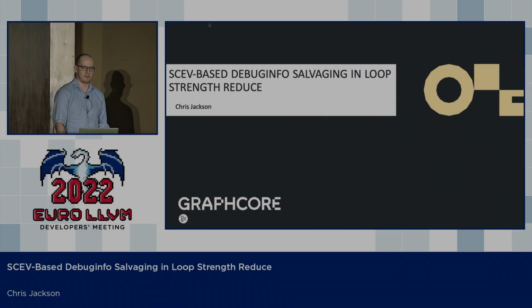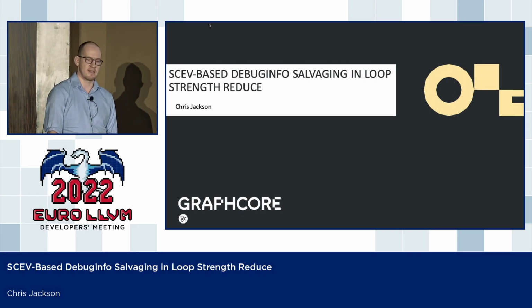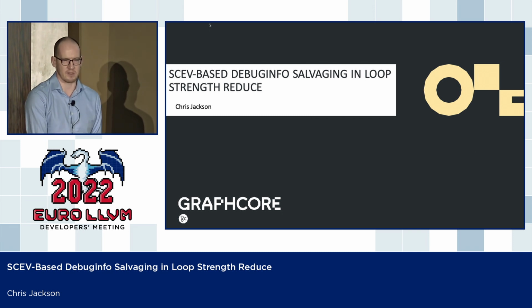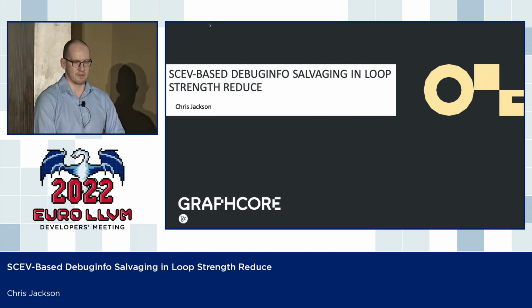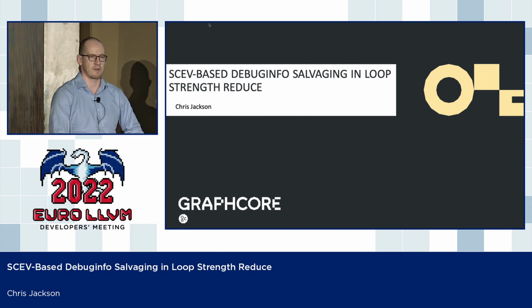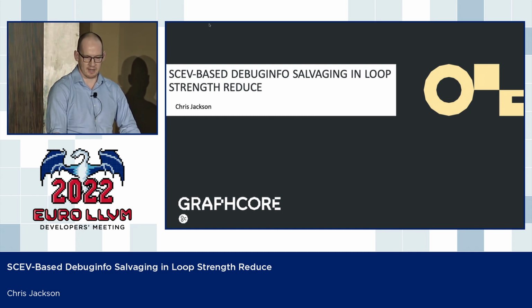I'm going to talk a little bit about SCEV-based debuginfo salvaging in loop strength reduce, which is some work that's already in tree, and I recently upgraded with a couple of patches to extend the capabilities.